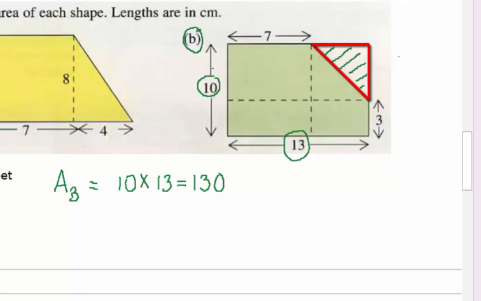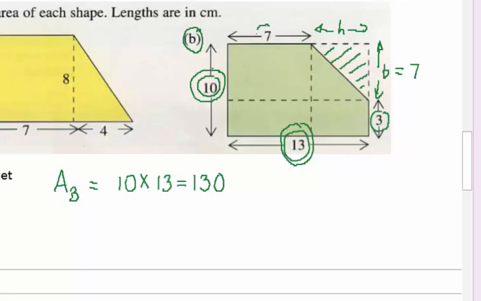Well, that's a triangle, and the triangle has a certain height and base, and it doesn't matter which one I call the height and the base. And if we can work it out here, the base is going to be the 10 minus the 3. So this 10 here minus this 3 here will give me the base there, which is going to be 7. And the height, this height is going to be 13 minus the 7 to give me 6.